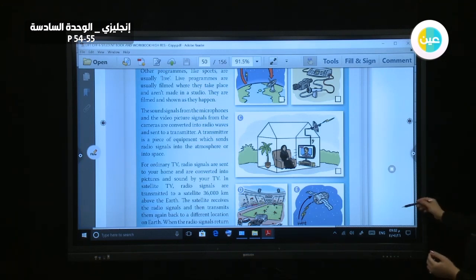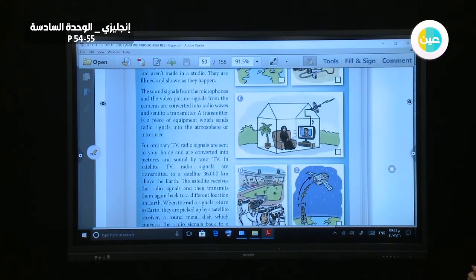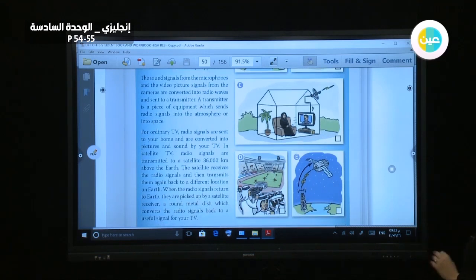The satellite receives the radio signals and then transmits them again back to different locations on Earth. When the radio signals return to Earth, they are picked up by the satellite receivers around a metal dish, which converts the radio signals back to useful signals for your TV.